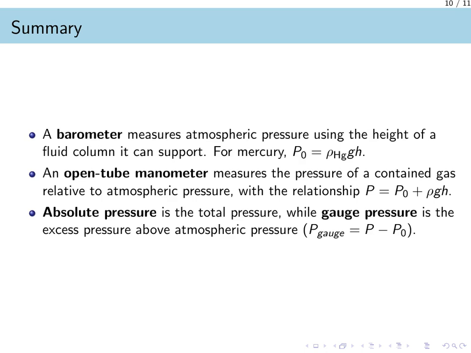This leads to our final key distinction: absolute versus gauge pressure. Absolute pressure is the total, true pressure. Gauge pressure is the excess pressure above atmospheric pressure, calculated as P minus P0. For instance, the reading on a tire pressure gauge is a gauge pressure. The main takeaway is that we can measure pressure either in absolute terms or relative to the atmosphere.